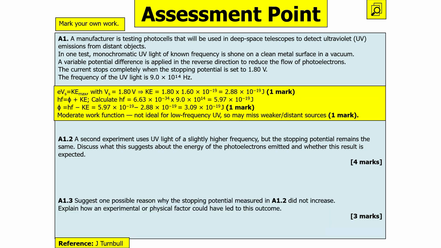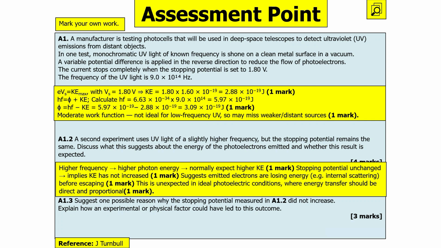Right, in our first one, we know that eVs is equal to the kinetic energy, where Vs is 1.80, the stopping potential. So therefore our kinetic energy is 1.8 times 1.6 times 10 to the minus 19, so it's 2.88 times 10 to the minus 19 joules. We know hf, we can work it through to be 5.97 times 10 to the minus 19 joules. Therefore, our work function is the two values subtracted from each other, which is 3.09 times 10 to the minus 19 joules. So again, it's a moderate work function, not ideal for low frequency UV, so it might actually miss some distant sources.